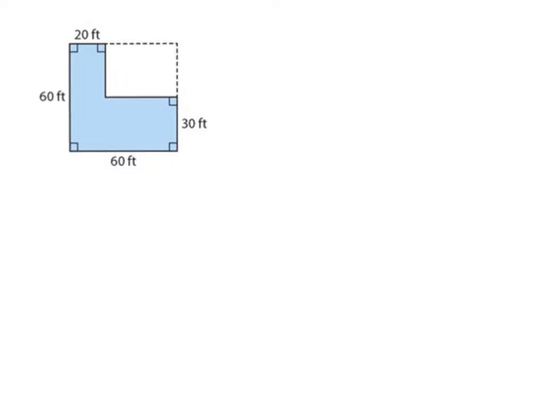Next shape. Here I have this odd little shape. You can do this a couple of different ways. What I think is probably the best way is just to divide this into two small rectangles.